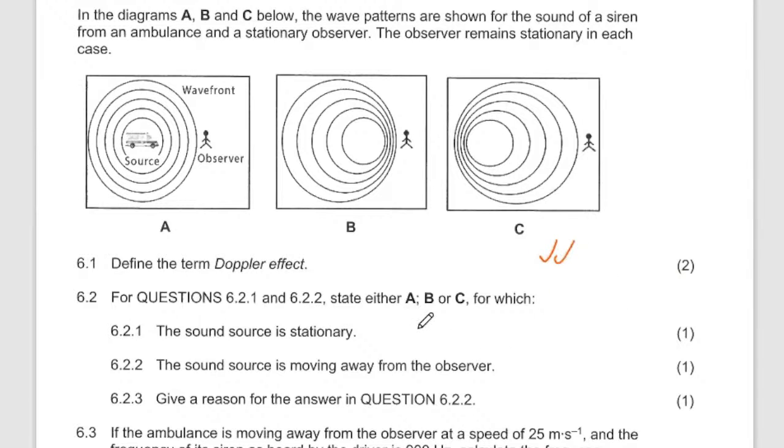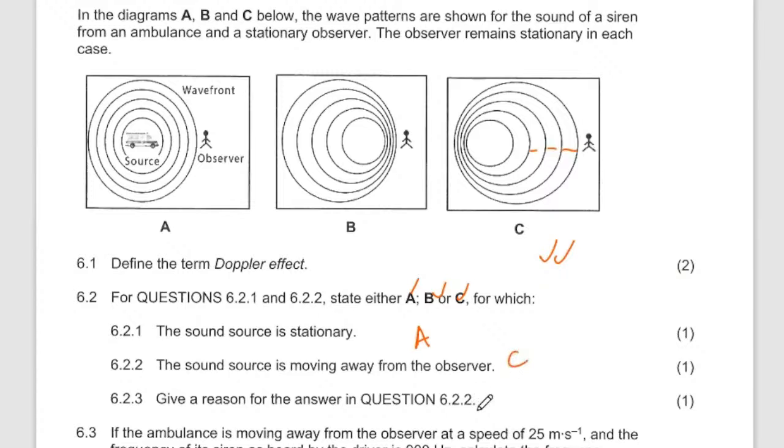Then 6.2.1, for this question we must state A, B, C for each. Okay, so where is the source stationary? I think it's option A because there's no change. We're not seeing this decrease or the increase and so on. So A, source is stationary. So when is the source moving away from the observer? So when you're moving away from the observer, what happens? The wave increases. So I'll go for C.